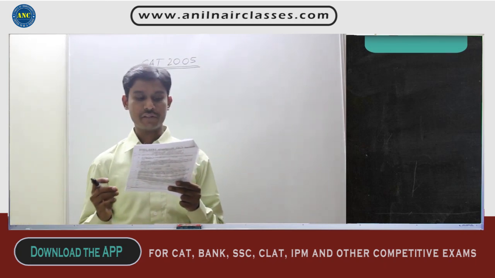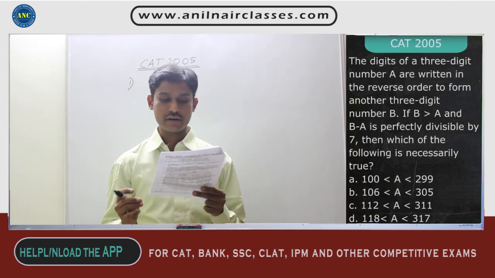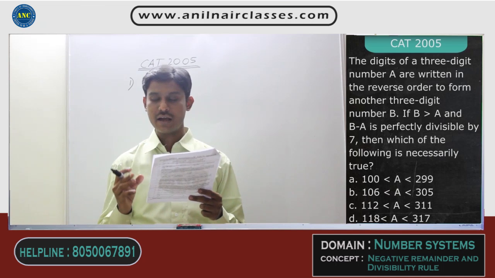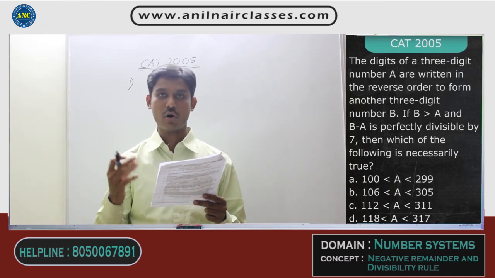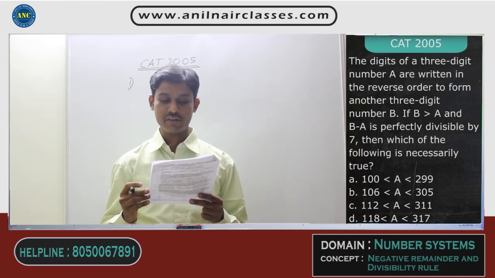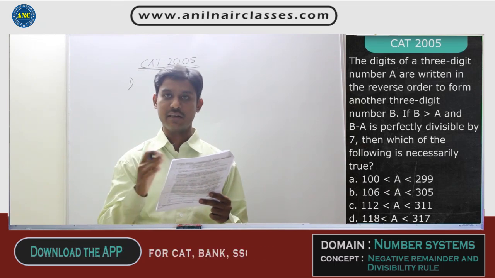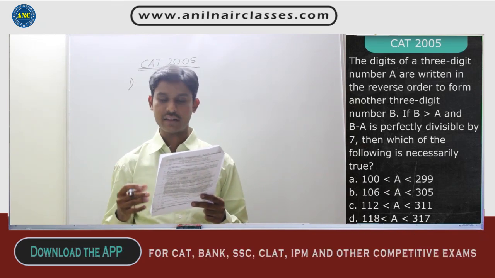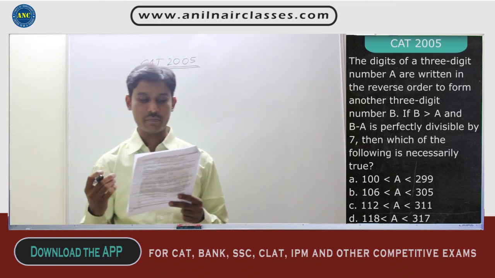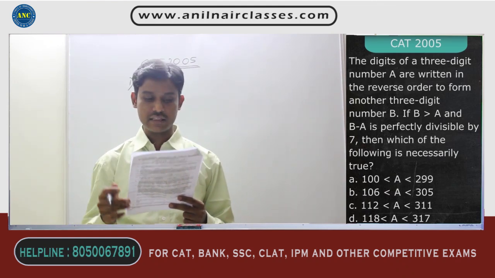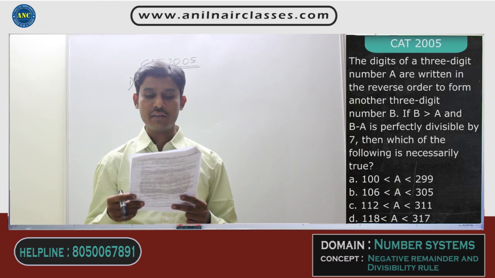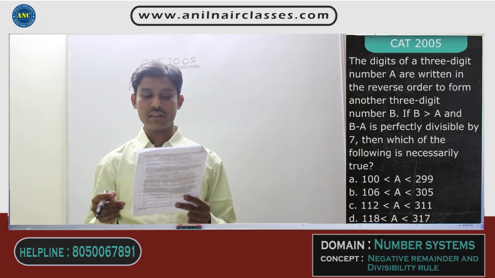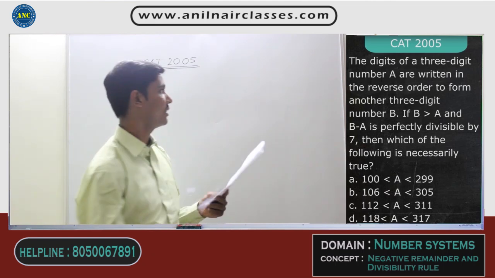The digits of a 3-digit number A are written in the reverse order to form another 3-digit number B. I have a number called capital A, which is a 3-digit number. If I reverse it, I will get another 3-digit number B. Now, the next statement says, if B is greater than A and B minus A is perfectly divisible by 7, then which of the following is necessarily true?